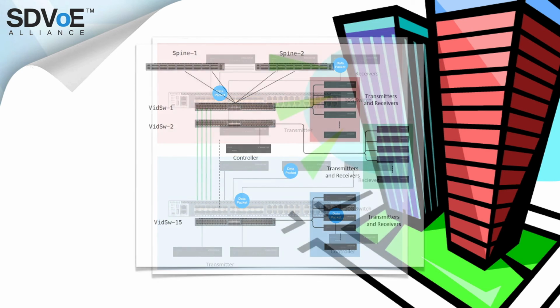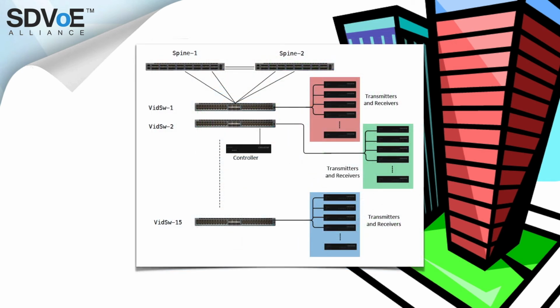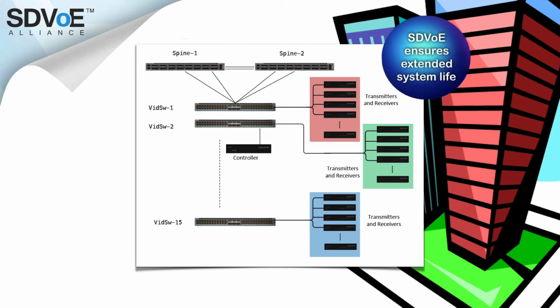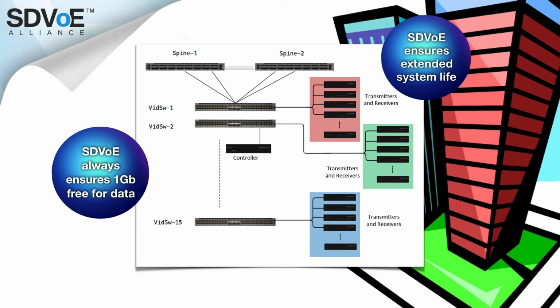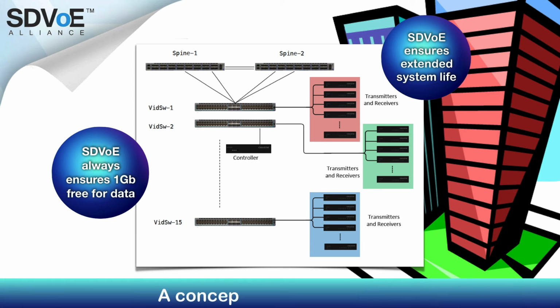As system designs become more and more complex, with the need to distribute AV over multiple floors or even buildings, an SDVoE infrastructure will ensure an extended system life with greater redundancy. SDVoE will always keep 1 gigabit of bandwidth free for data, a concept we call IT over AV.